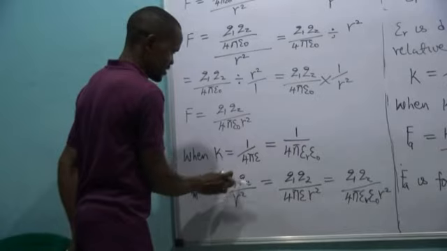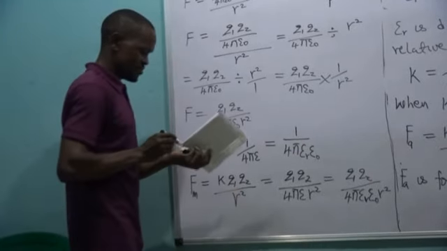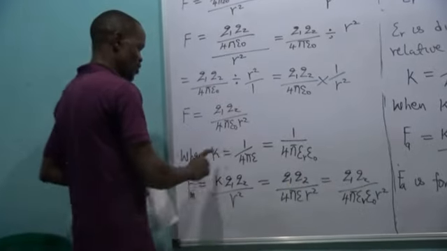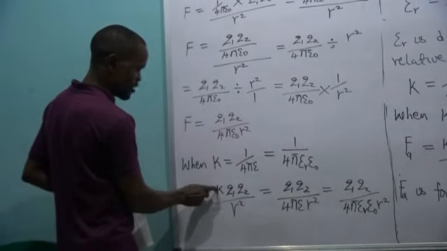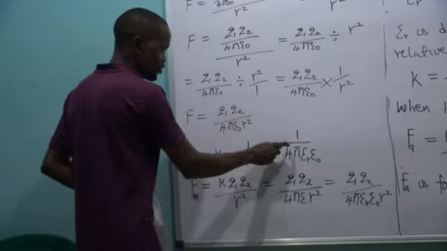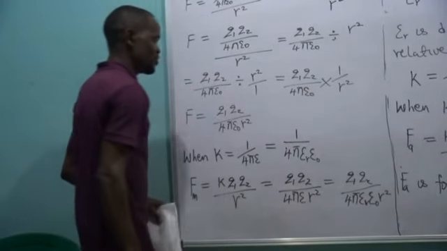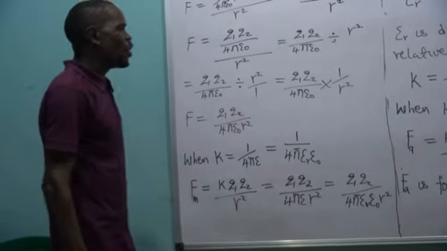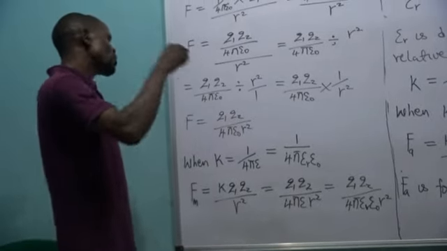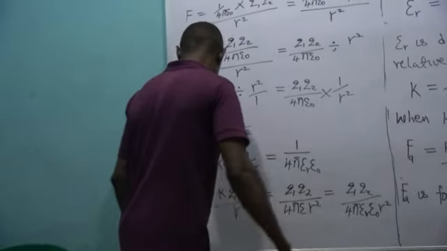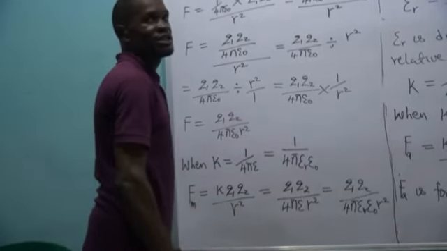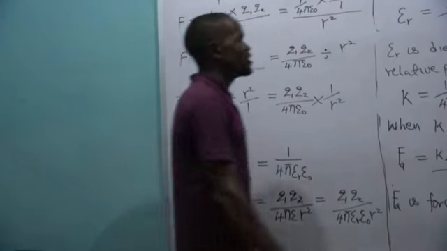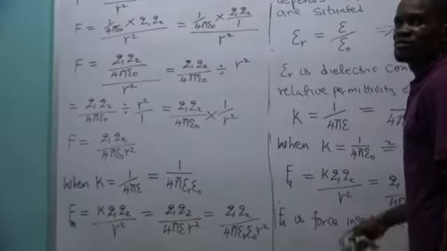When I substitute this, I will have this. Then when I substitute this, I will have this. When I substitute this for this one, I will have this. When I substitute this for this one, I will have this. So this is a force inserted on charges in a what? Material medium. This is a force inserted on the charges in a material medium. This is a force inserted in the material medium.